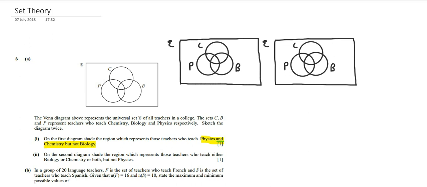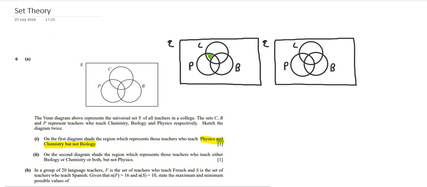So initially we want to look at this region here, but however, it's also telling us physics and chemistry but not biology, right? So we want to ignore this biology set here. And if we ignore that, that means we can't use this section here. What does that leave us? Well, that leaves us this small area here, and that will be our answer.